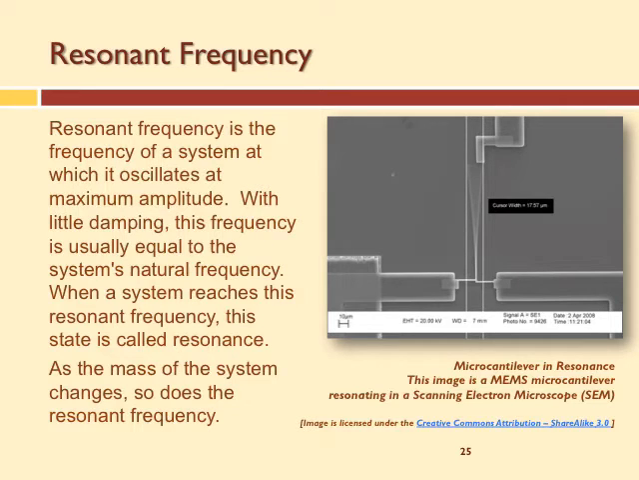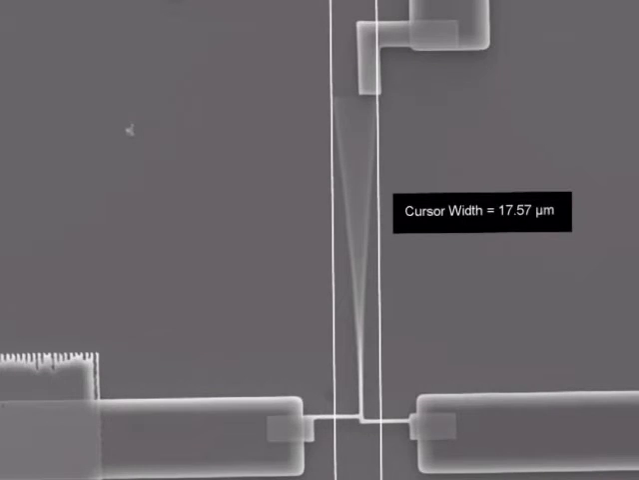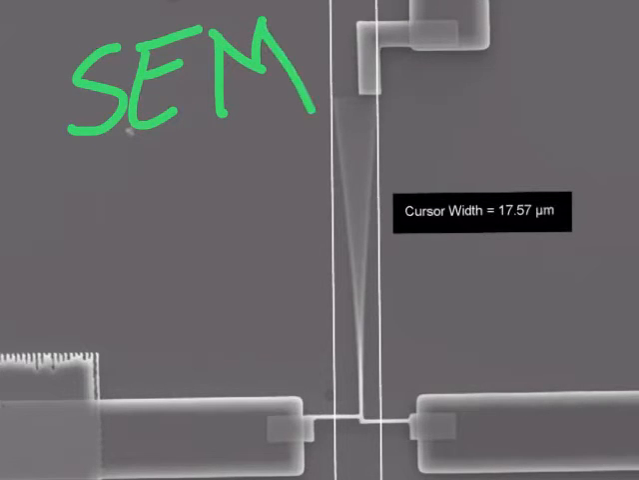This is a really cool picture. I want to explain this one to you so you can get an idea what you're looking at. Does anybody know what type of picture this is? No idea? Does this help? It's a scanning electron microscope picture. So we can take movies with it too.